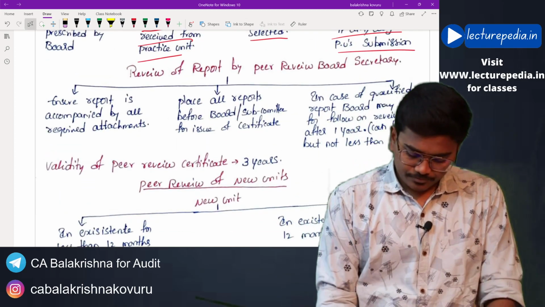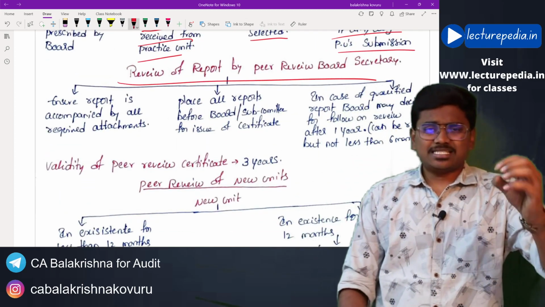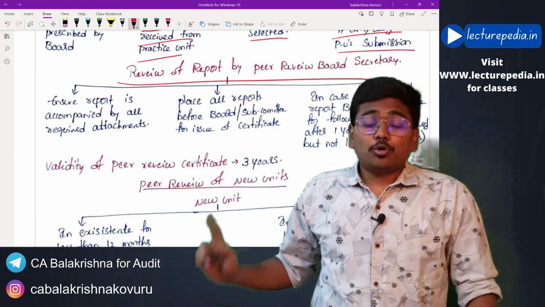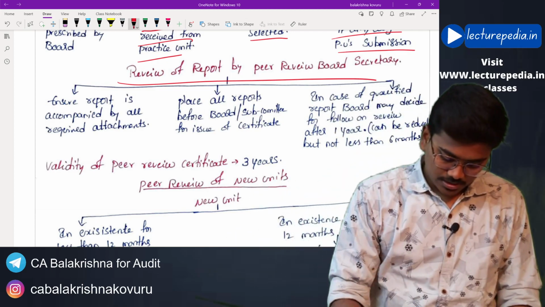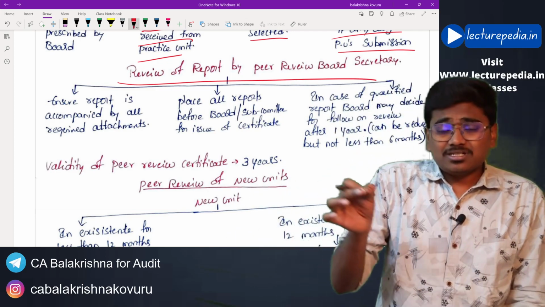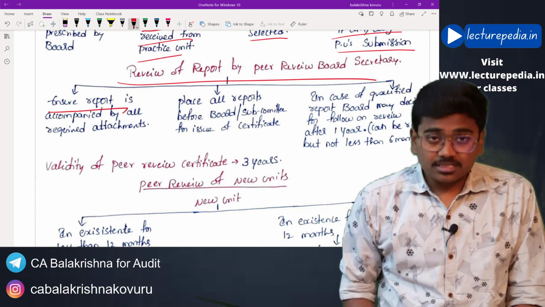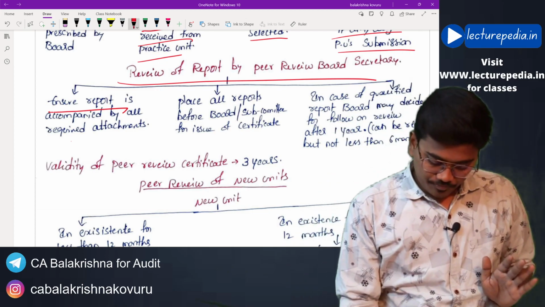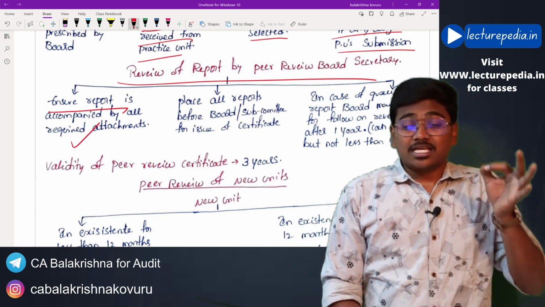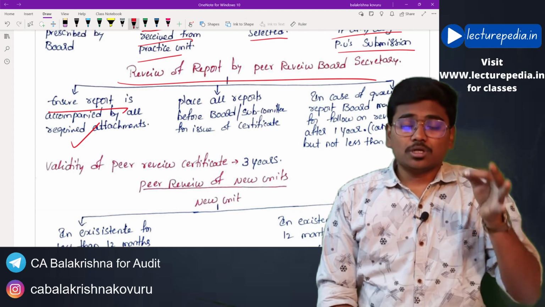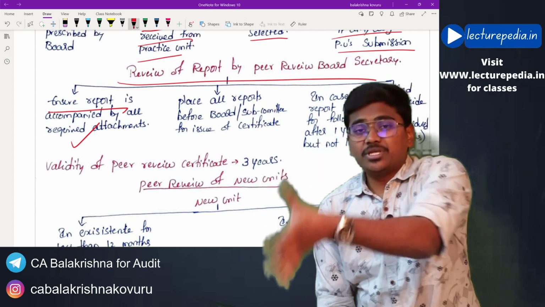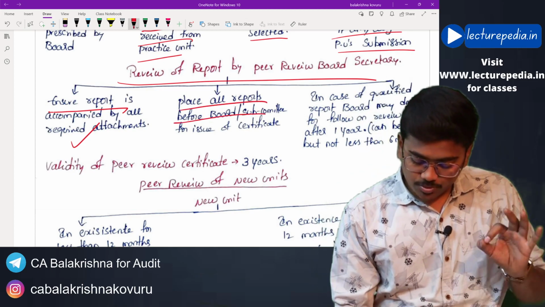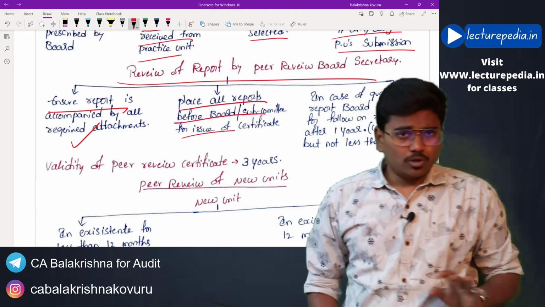Next, review of the report that has been submitted by the peer reviewer, by the peer review board secretariat. See, the peer review board secretary must ensure that the report is attached with all the required attachments. Okay, after ensuring this, he will place this peer review report before the peer review board for issuing the peer review certificate. Place all reports before the peer review board or the subcommittee for issue of the certificate.